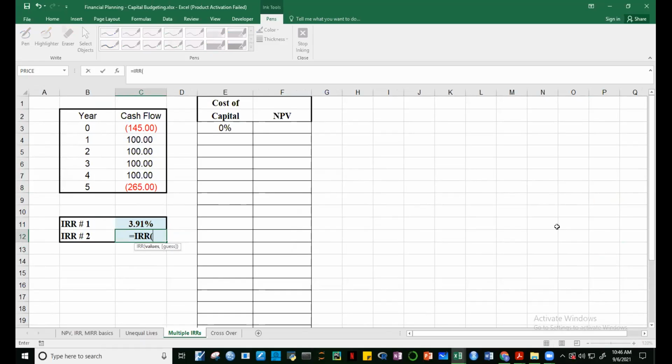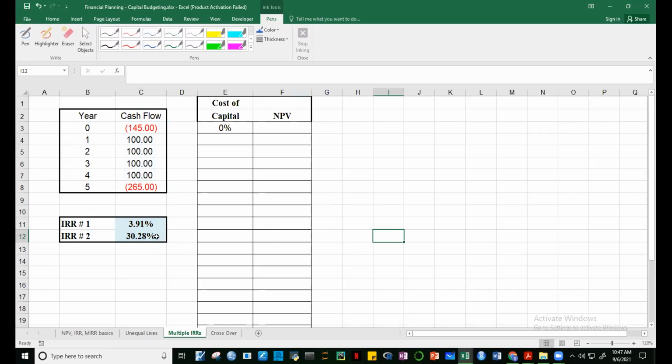IRR again, values. Dito papasok yung guess. Okay, guess. So mag-define pa tayo ng isang percent na higher than the initial IRR. Kunyari 10%. Let's assume 10%. Guess natin yung pangalawang IRR. Okay, so hindi pa siya, no? Kasi 3.91 pa rin. So tataasan natin to. Let's make it 15%. Let's see. Ayun, nakuha na natin. So this is the other IRR, 30.28%.